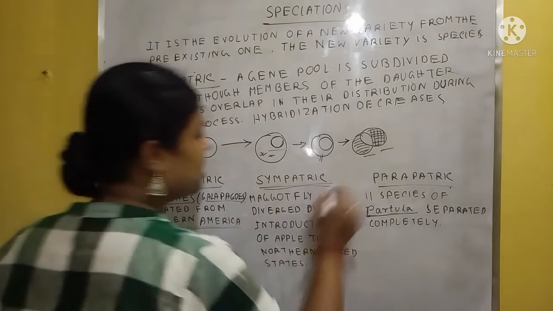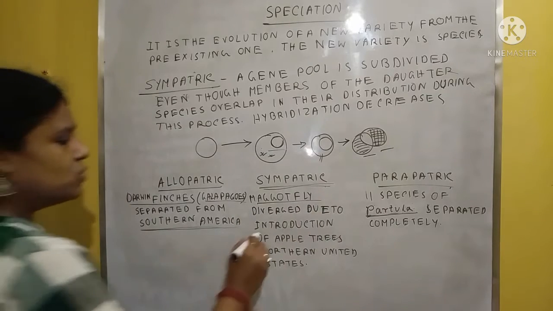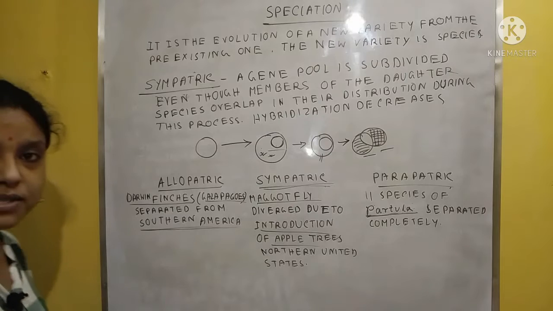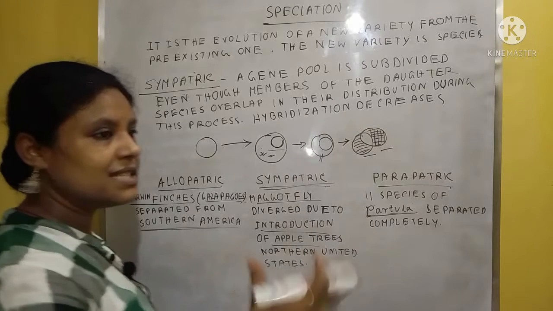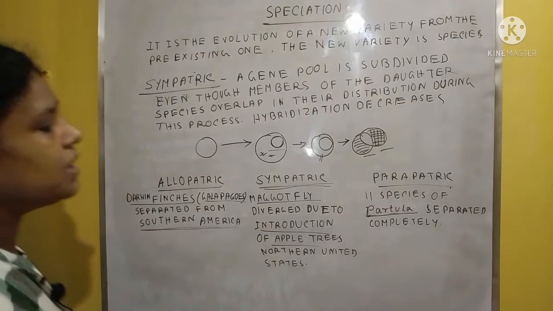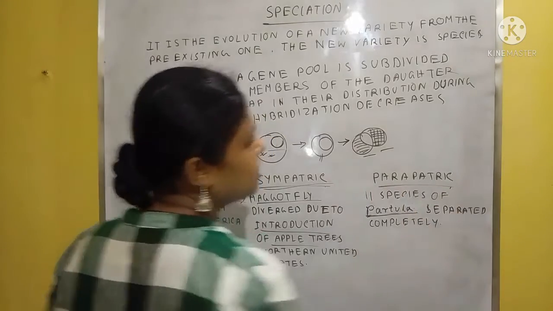In sympatric speciation, an example is the maggot fly, which diverged due to the introduction of apple trees in the northern United States. New plants that are more favorable for them, and that's why they totally separated from their parent species. The last one is the example of parapatric.